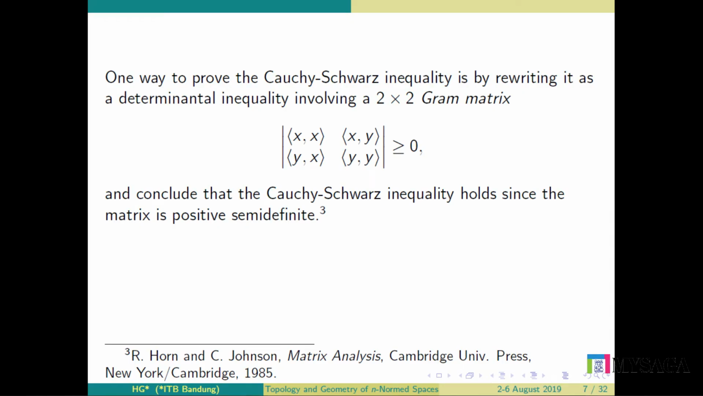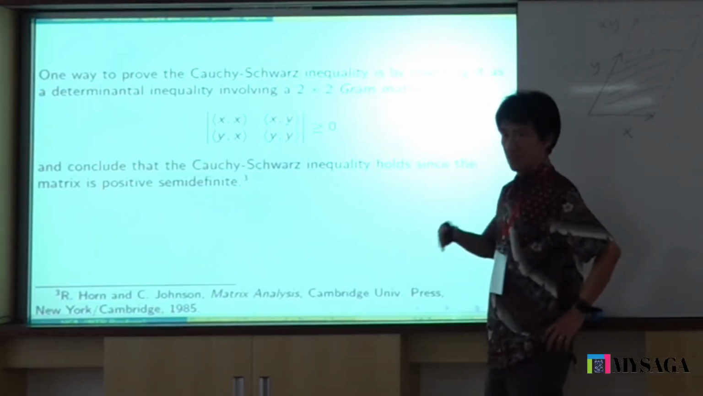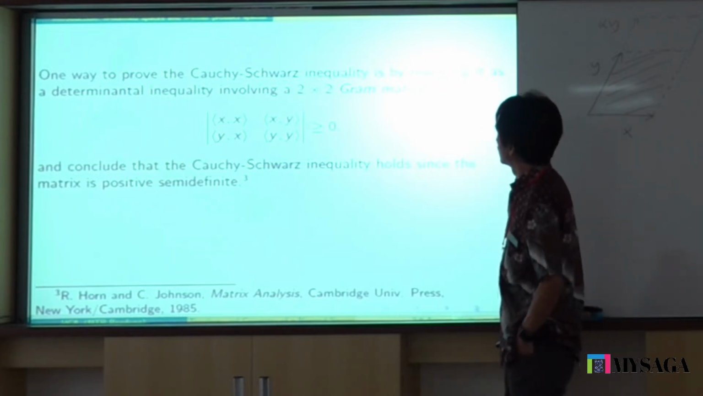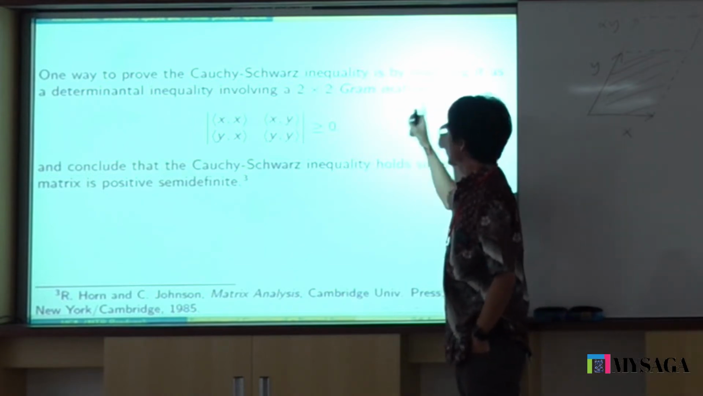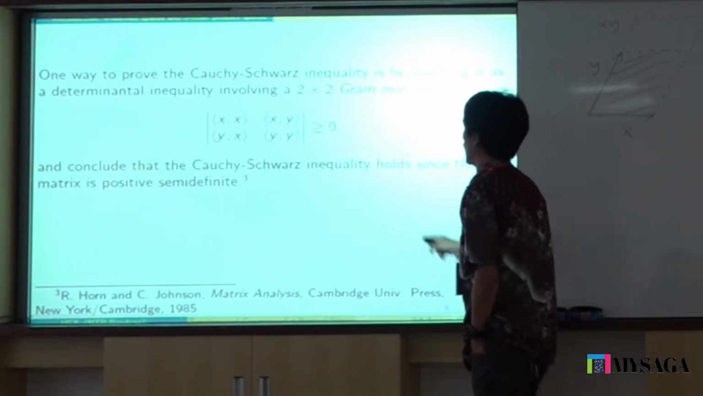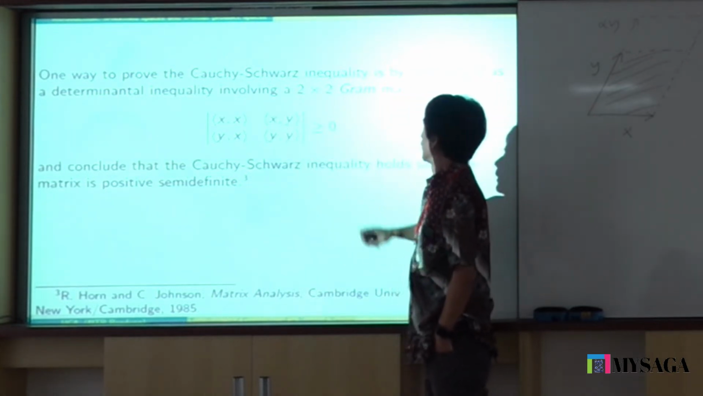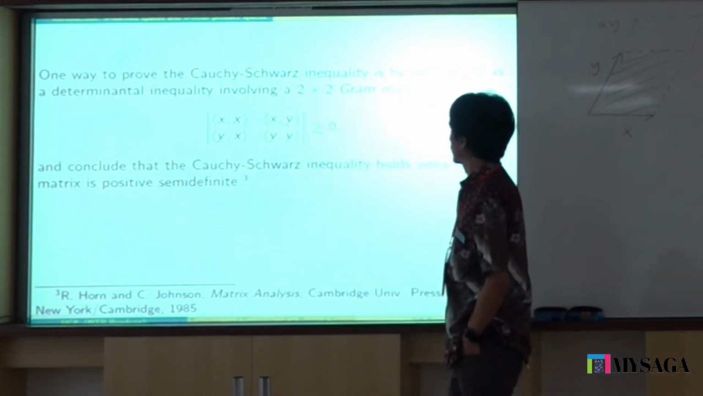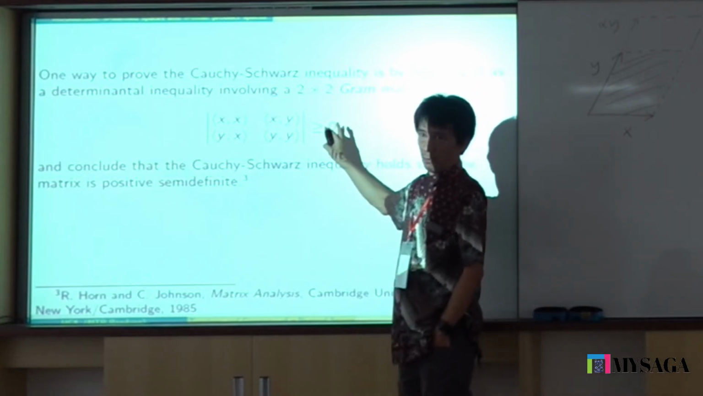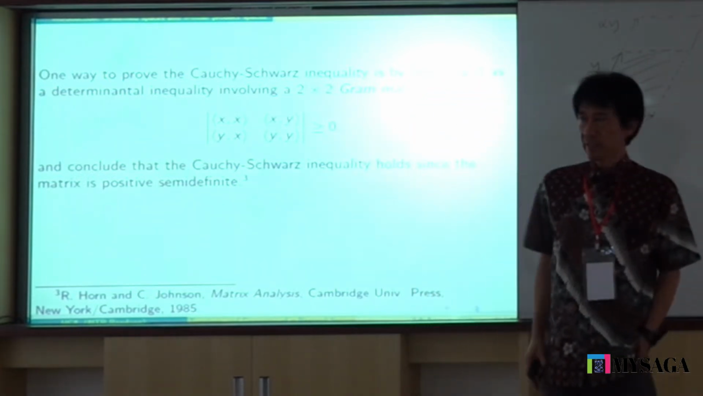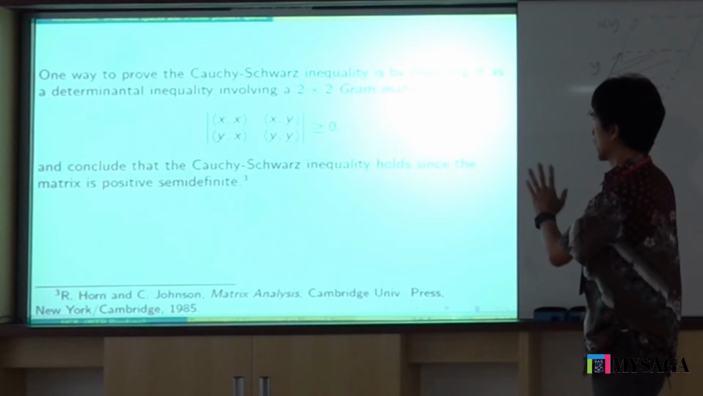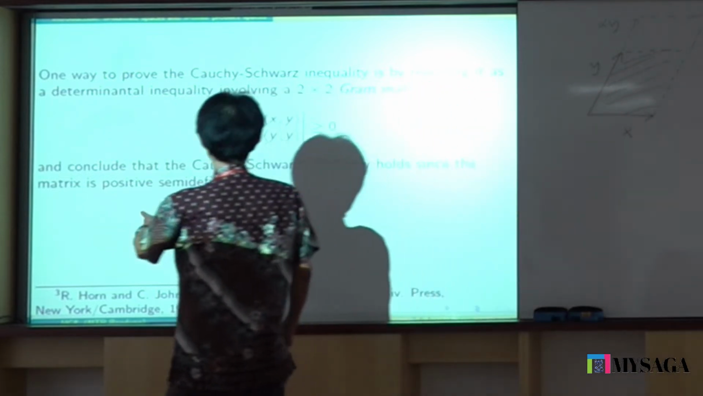Okay, so the question is, do we really have the Cauchy-Schwarz inequality? Of course, yes. And there are many ways to prove the Cauchy-Schwarz inequality. This is undergraduate stuff. But one way to prove the inequality is by rewriting it as a determinant inequality, which is this one. And this matrix is called the Gram matrix of size 2 by 2. And we immediately see that the determinant is non-negative. Okay, so the Cauchy-Schwarz inequality holds since the matrix is positive semi-definite.